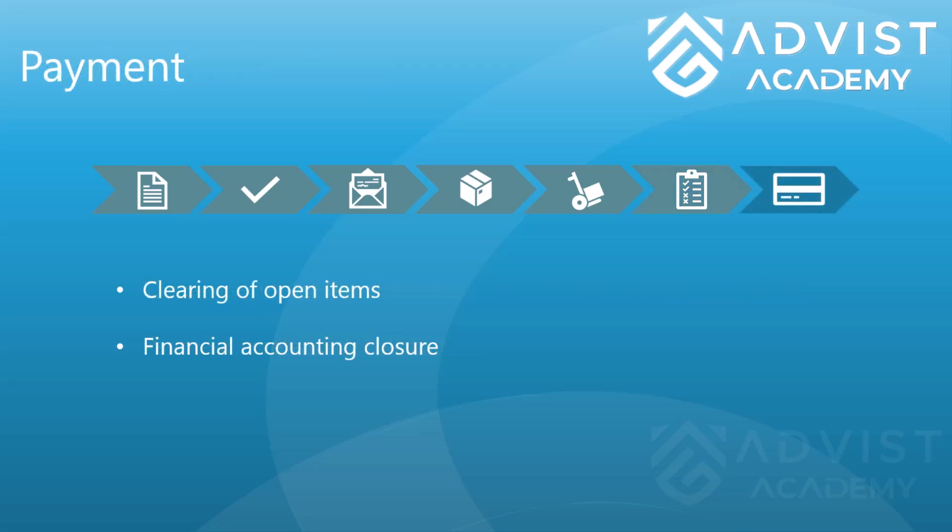The purchasing process concludes with the payment to the supplier. This step is handled within the SAP FI module. During this step, the open item from the invoice posting is cleared, and the transaction is finalized from an accounting perspective.